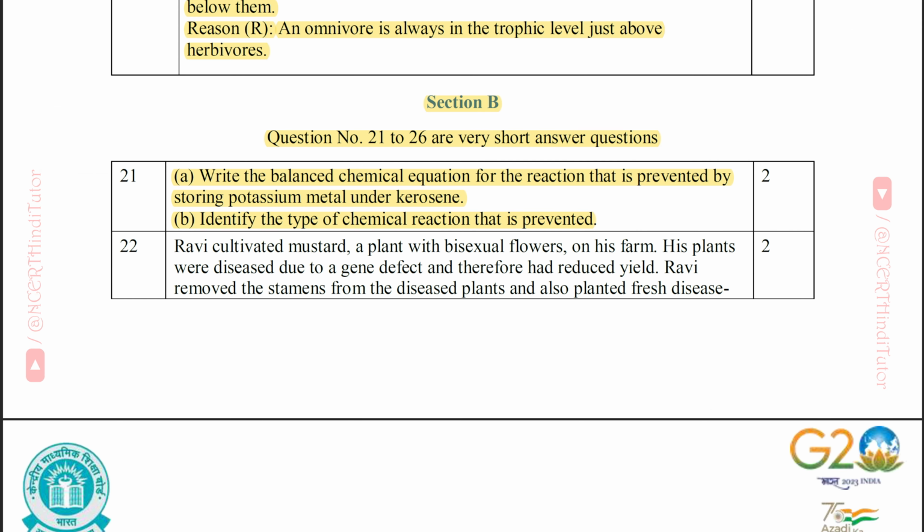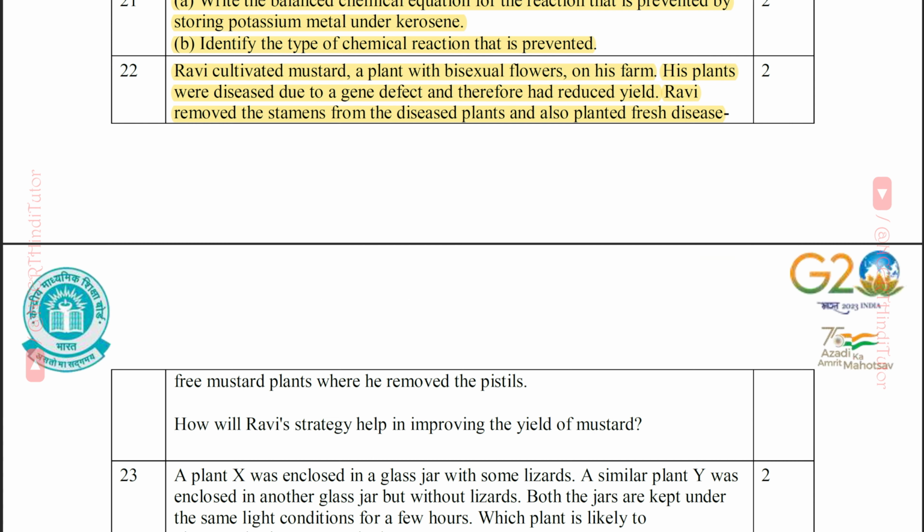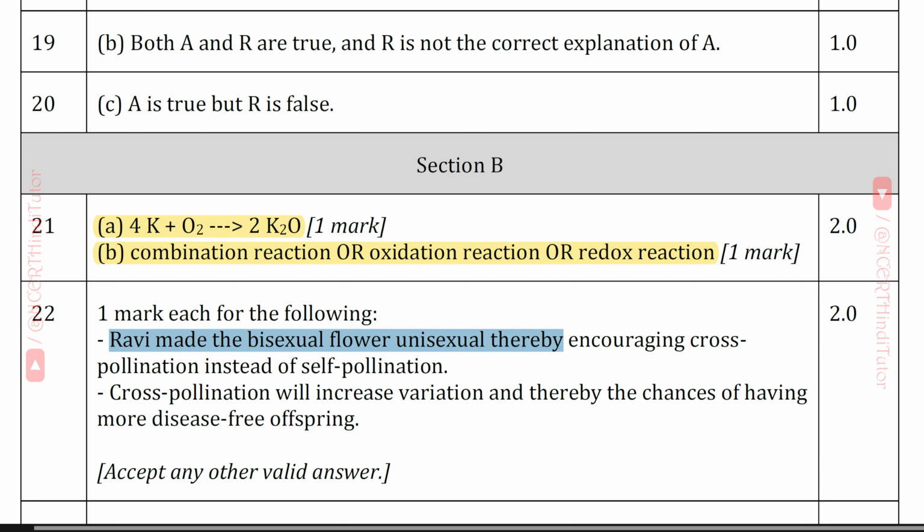22. Ravi cultivated mustard, a plant with bisexual flowers, on his farm. His plants were diseased due to a gene defect and therefore had reduced yield. Ravi removed the stamens from the diseased plants and also planted fresh disease-free mustard plants where he removed the pistils. How will Ravi's strategy help in improving the yield of mustard? Answer. Ravi made the bisexual flower unisexual, thereby encouraging cross-pollination instead of self-pollination. Cross-pollination will increase variation and thereby the chances of having more disease-free offspring.